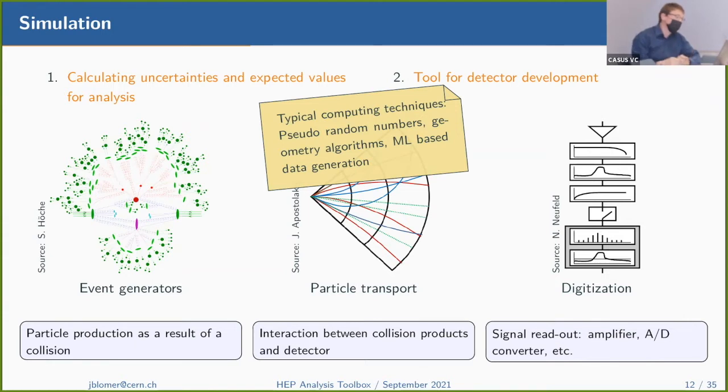Another idea to make fast simulation is with machine learning techniques, generative techniques, where you generate how this input particle would look like in the detector. And there are some successes here.